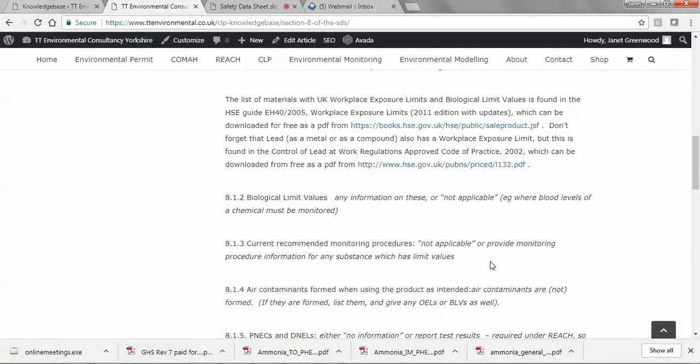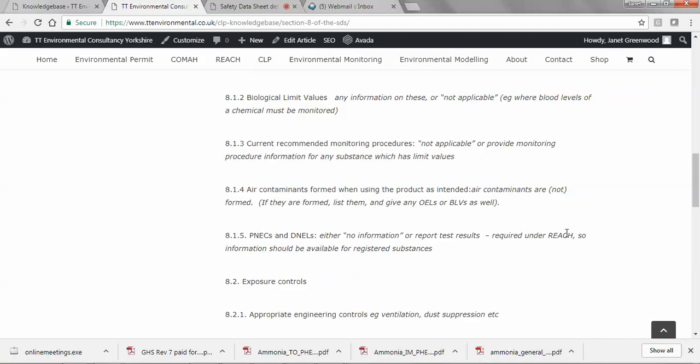Biological limit values are where you would monitor people's blood for something like lead that they might be exposed to, and these are given either in EH40 in the UK or in Control of Lead at Work in the case of lead in the UK, and they should be listed on JESTIS as well, that JESTIS database. If there are any current recommended monitoring procedures, this is where you put them. If there are any air contaminants formed when the product is used as intended. Now this is where, if you've got something that's being cured and it is forming a hazardous substance during the curing process, you put the information there and any occupational exposure limits that occur.